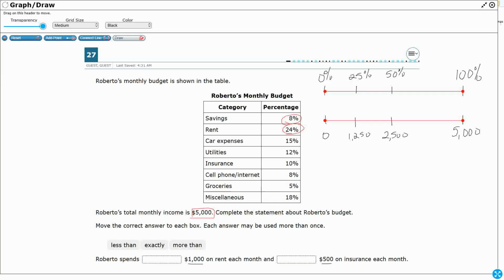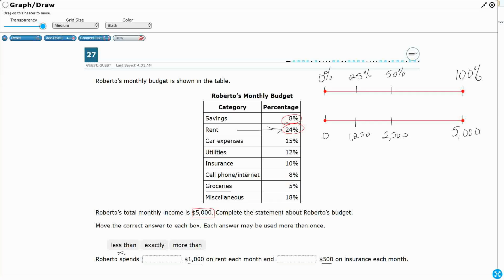I've got this rent at 24%, and you see my 24% is almost 25%. And is it exactly, less than? Well, it's definitely not less than. Let's see, if I take 1% away, it's going to be 250. But it looks like it's probably going to be more than.